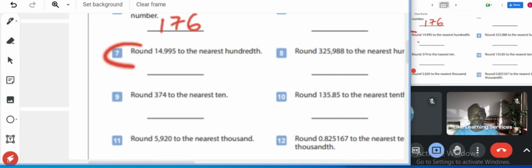Let's look at this other one. Round 14.995 to the nearest hundredth. Where is the hundredth? 9. Okay, 9 is the nearest hundredth. So we are supposed to stop at 9. This second 9, is it not? Yes. Okay, we look at the next number. 5. So what do we do?